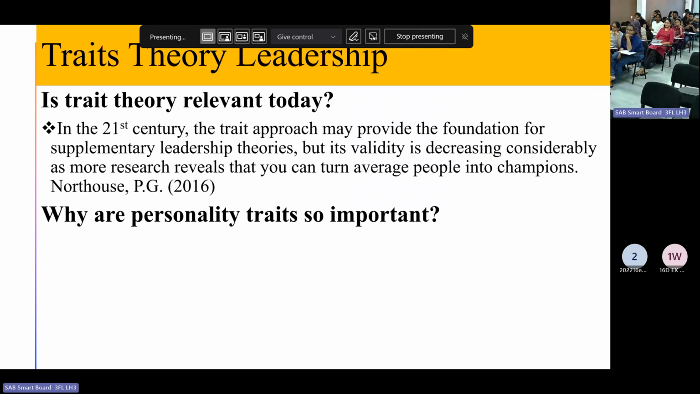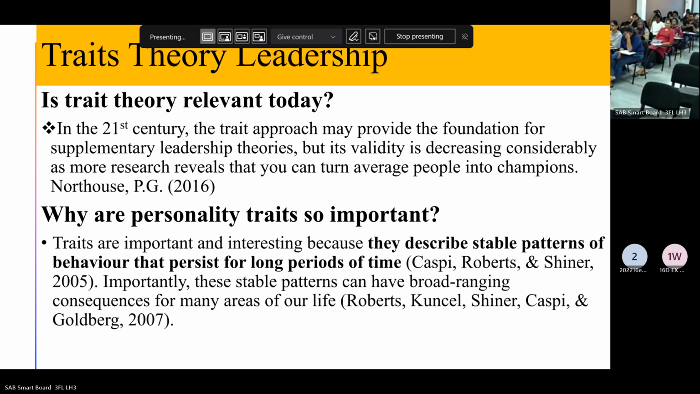Is it relevant today? Yes, I have already explained. Why? You can use it in recruitment and even for promotion purposes, as a scale or for measuring management achievement. Why is personality traits important? They are interesting because they describe patterns of how each job and other things are applicable.